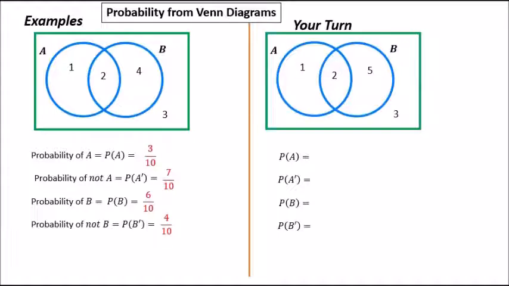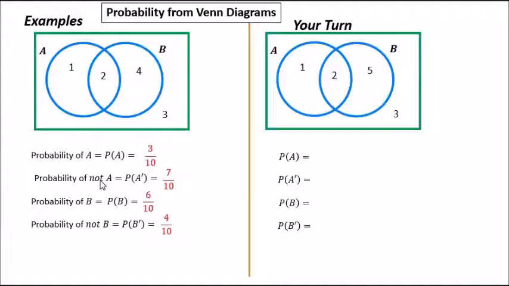So for this first example, it's important to learn this notation. P and then A in brackets means the probability of picking from A. Okay, so the probability of A. Alright, so in the circle A, in total we have 1 plus 2, which is 3. And in total altogether, inside the Venn diagram, we have 1 plus 2 plus 4 plus 3. So that's 1, 3, 7, 10. So we have a total of 10 altogether. So we have 3 out of 10 because we have 3 in A out of 10 altogether.